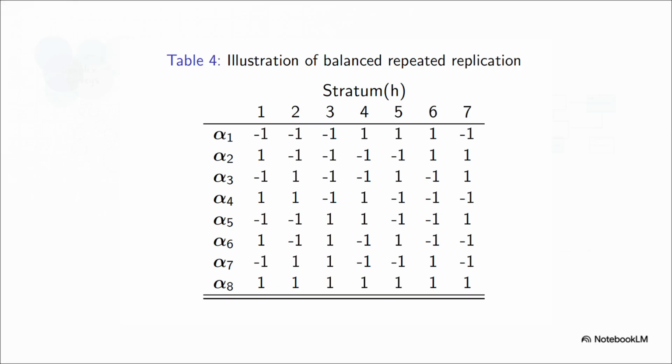This relies on something called a Hadamard matrix. It creates these perfectly balanced orthogonal columns of half samples using just ones and negative ones. The 1 means we grab the first unit in that stratum, the negative 1 means we grab the second. The columns are so perfectly balanced that the dot product of any 2 columns is exactly 0.